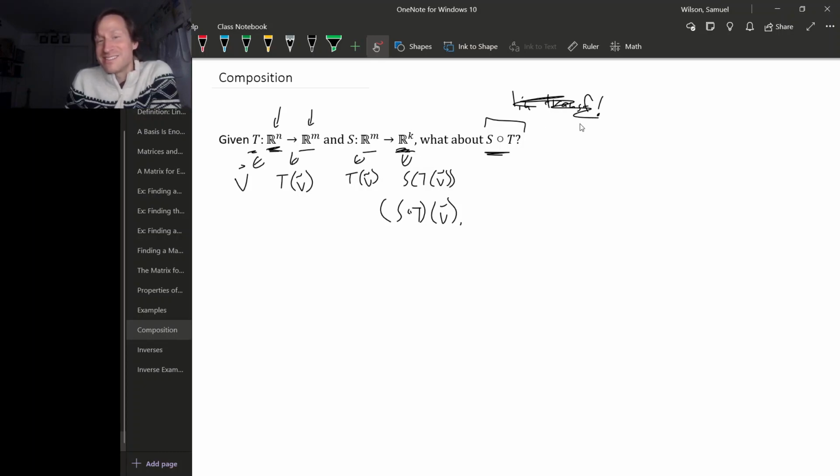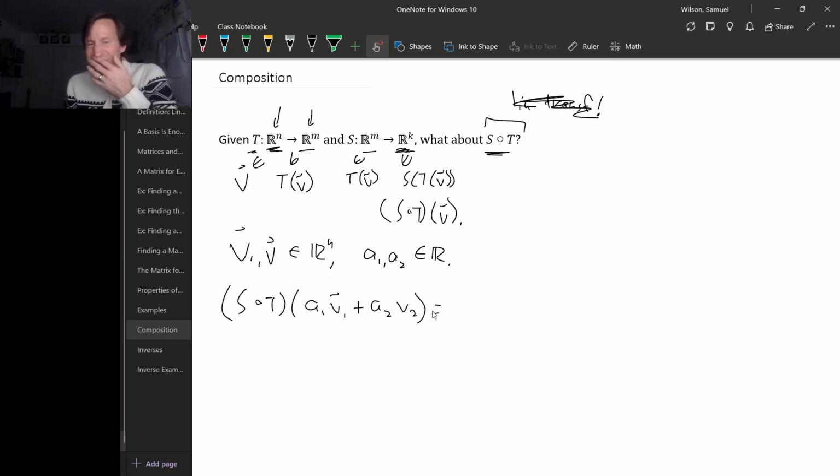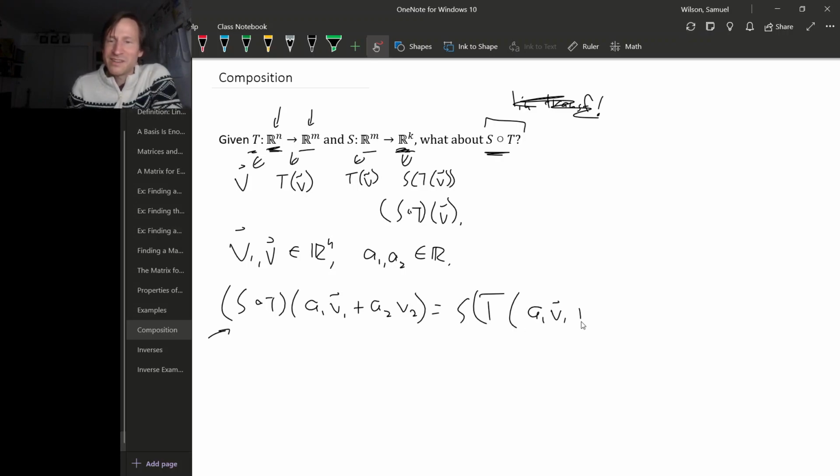But the question is, does it satisfy the characteristic property of linear transformations? Well, let's just check. Let's take two vectors, say v1 and v2 in Rn, and two scalars, a1 and a2, in the real numbers, and let's check what is S composed with T applied to a1 v1 plus a2 v2. The only thing we know about this composition is that it's S of T of whatever, so let's write that out. S of T of a1 v1 plus a2 v2.